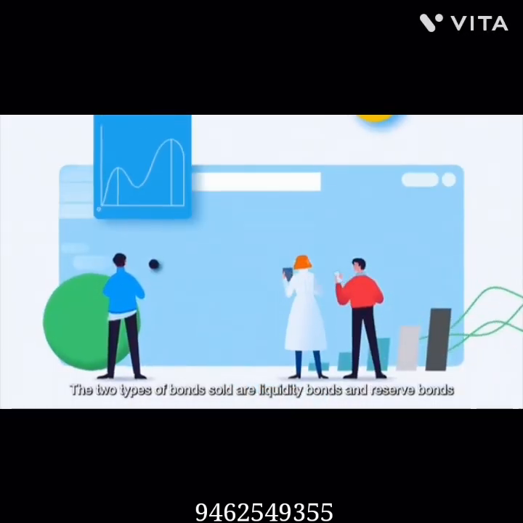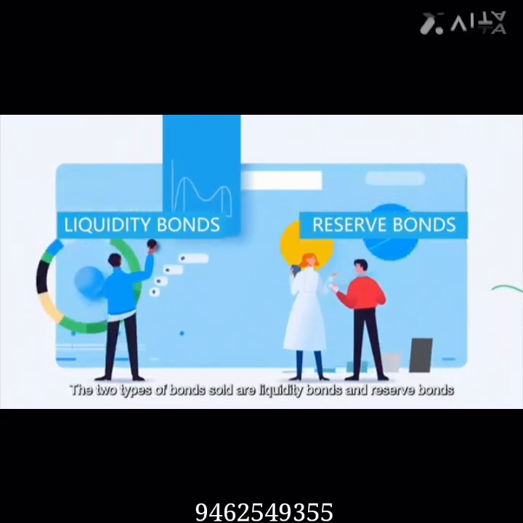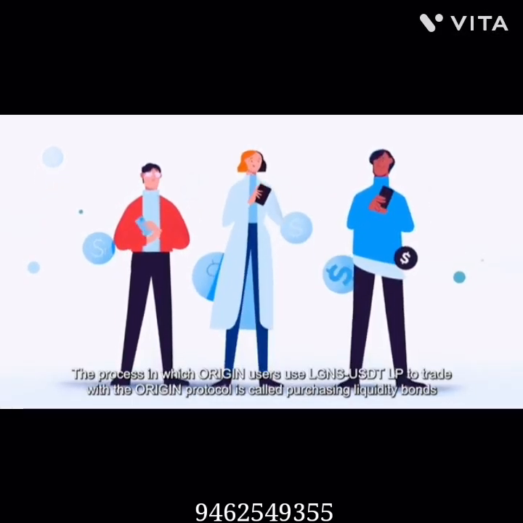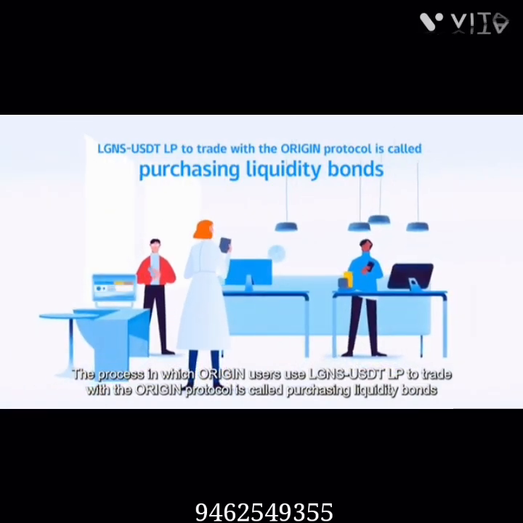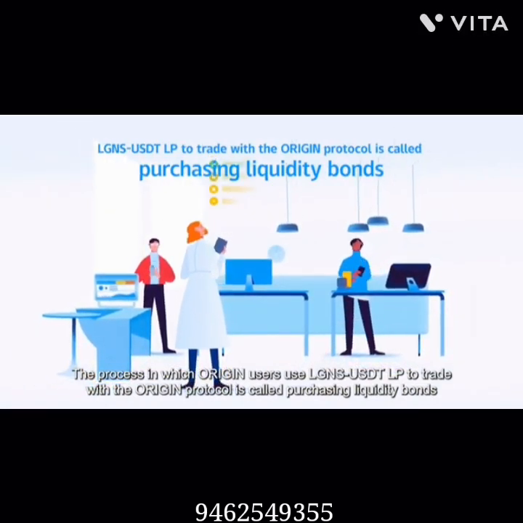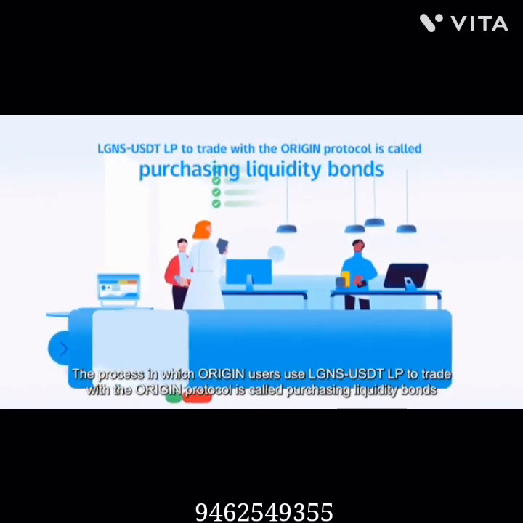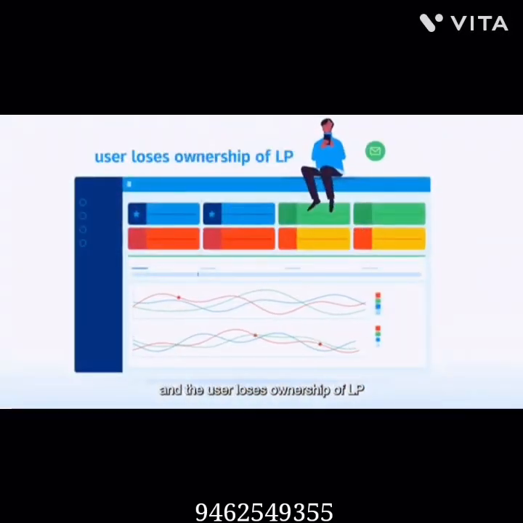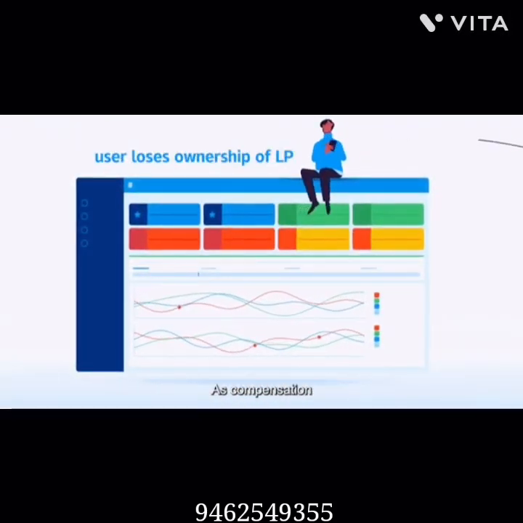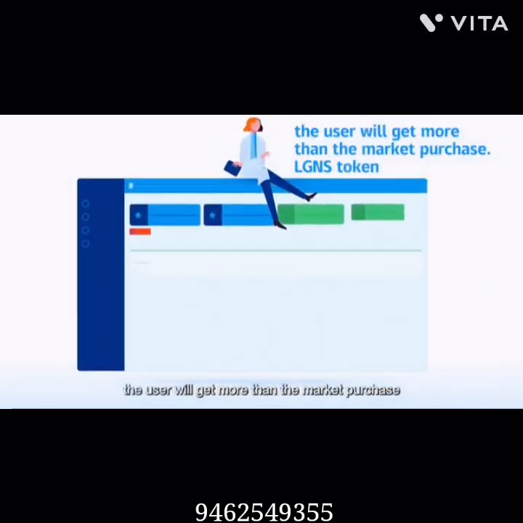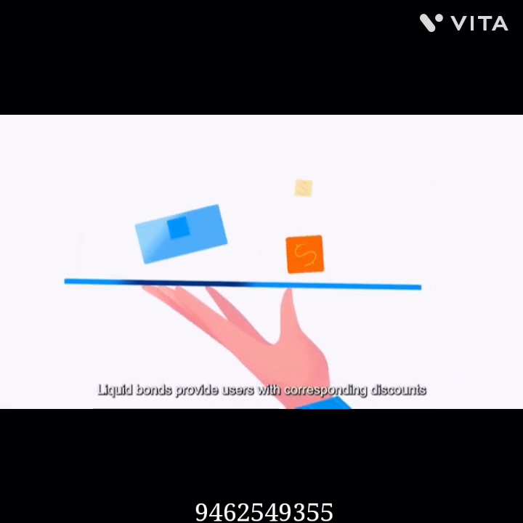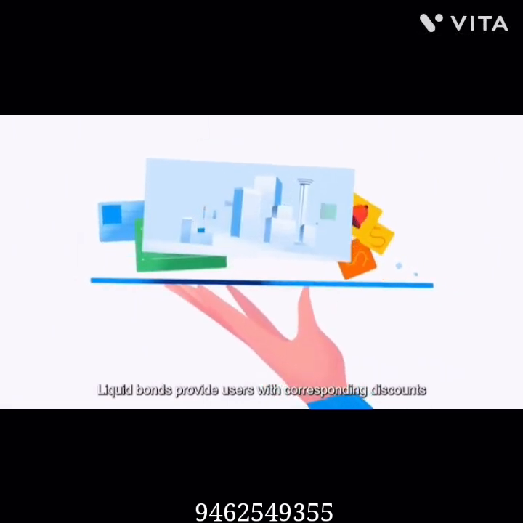bond contract. The two types of bonds sold are liquidity bonds and reserve bonds. Liquidity bond sales. The process in which Origin users use Lgns USDT LP to trade with the Origin protocol is called purchasing liquidity bonds. The protocol obtains the ownership of LP, and the user loses ownership of LP. As compensation, the user will get more Lgns tokens than the market purchase. Liquidity bonds provide users with corresponding discounts.